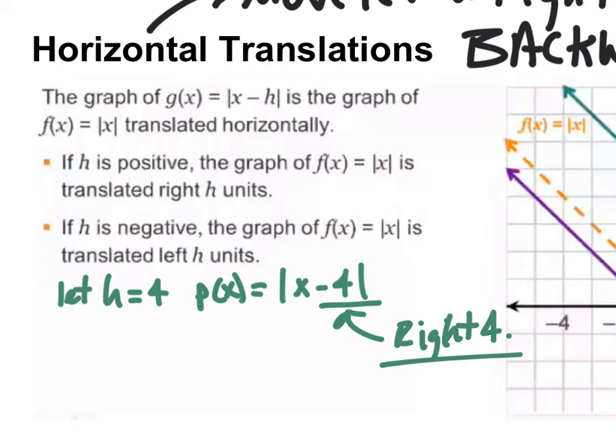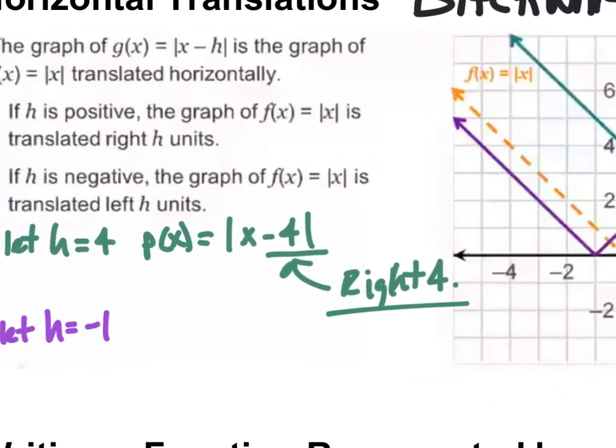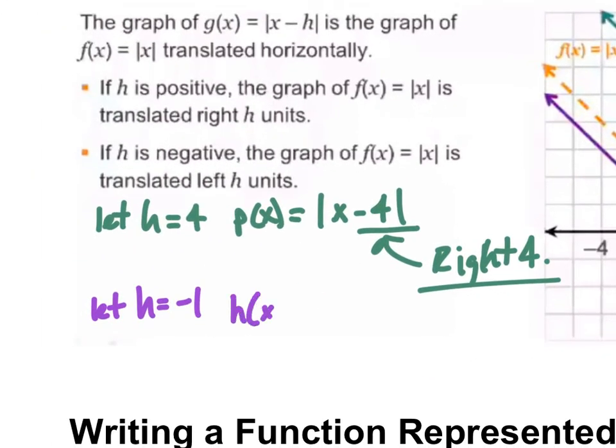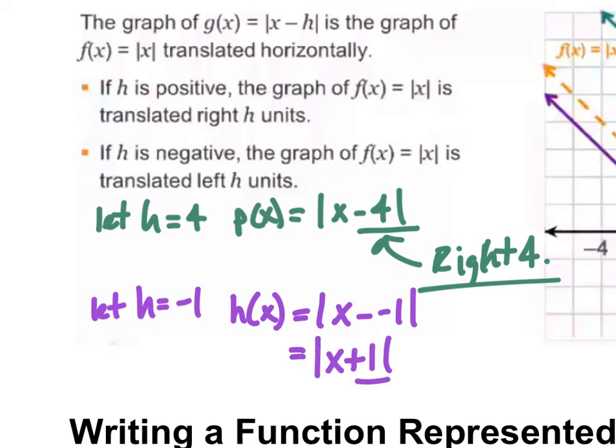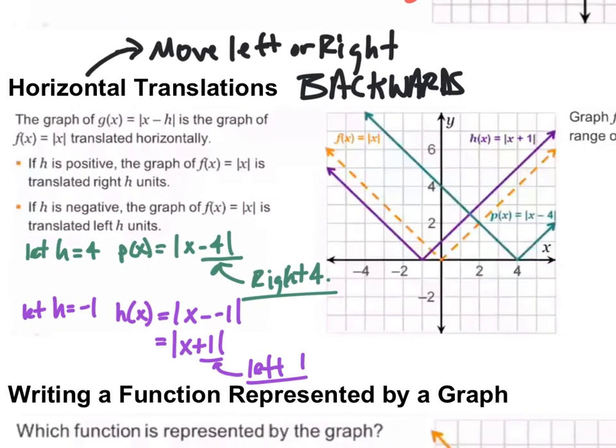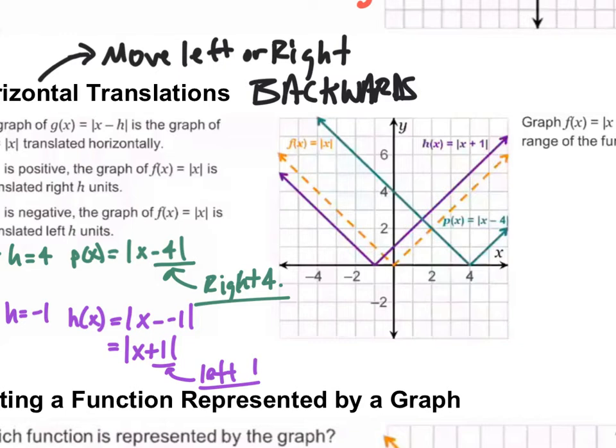Now, if I come in here and say, let's let h equal negative 1, and plug it into that other function, that's h of x. So let's have the function h of x be the absolute value of x minus a negative 1. Then really what that becomes is the absolute value of x plus 1, and so this means that we move it to the left 1. It's kind of weird, it's backwards. And you can see that when you graph these: if you have x plus 1, we do the opposite. We go left 1 unit and move everything to the left.